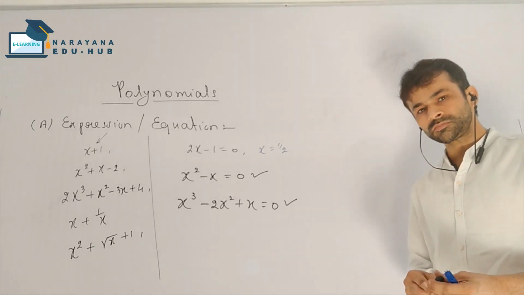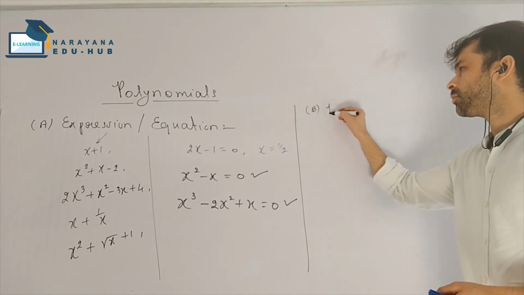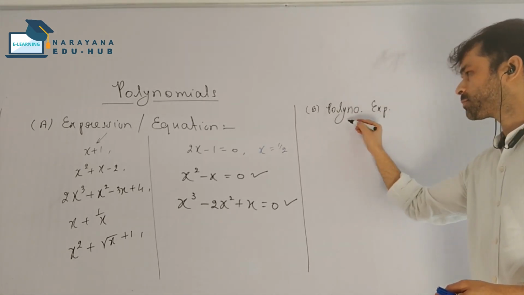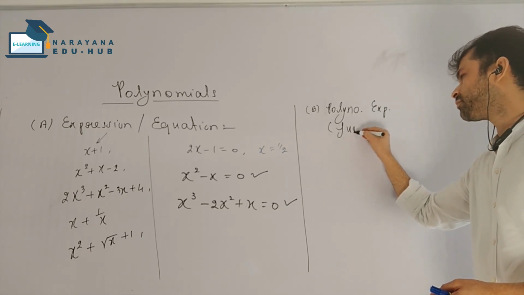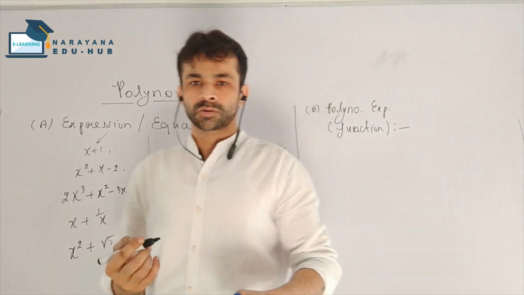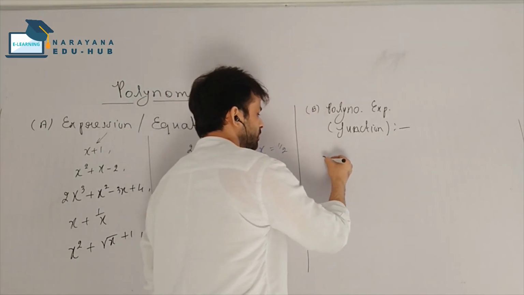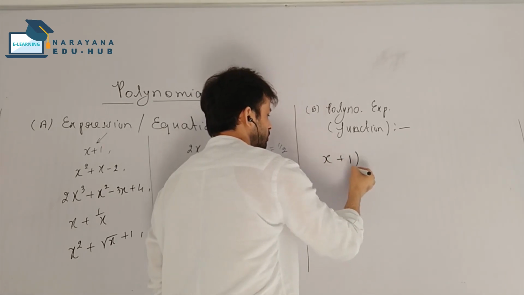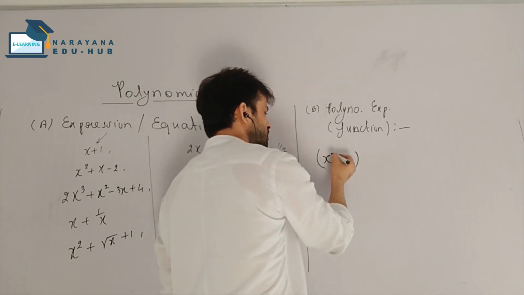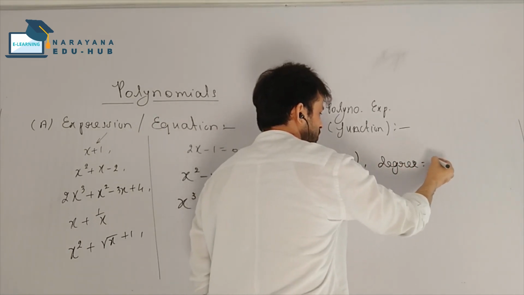Now come to polynomial. First of all, a polynomial expression. An expression we can also call a function. A polynomial function. So what is a polynomial function? If I write x plus 1, this is a polynomial function, and this x means x to the power 1. The degree of this is 1.